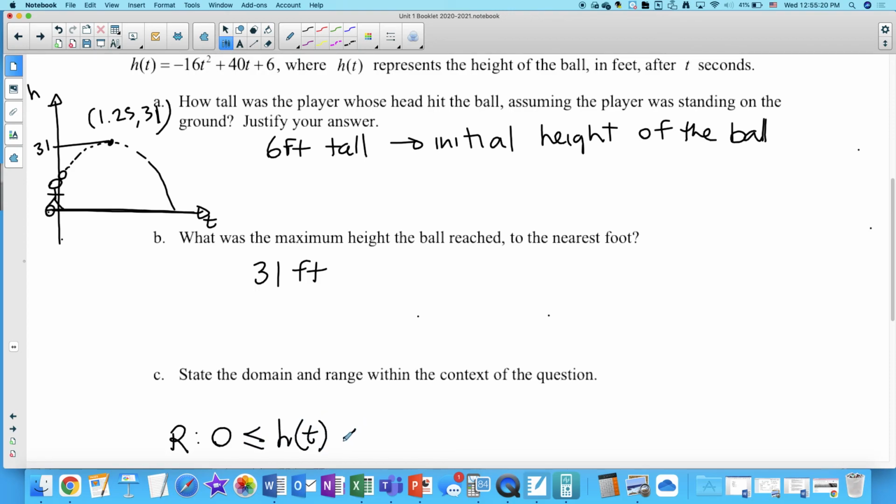For our domain, it is essentially when is this thing in the air? So it starts here at 0, and then it stops when it hits the ground. We need to find that value. Okay, we want to know what that is, and that is the x-intercept. So on a TI, that x-intercept is called the 0.